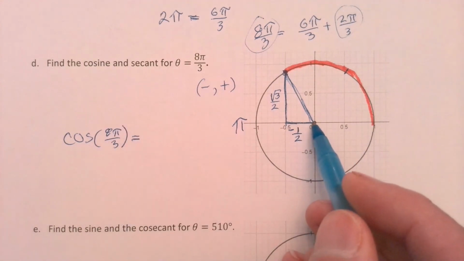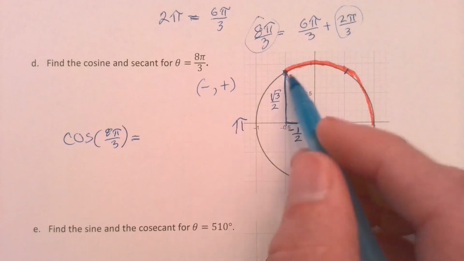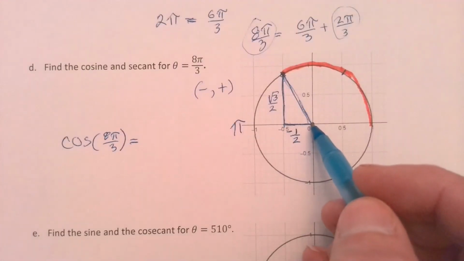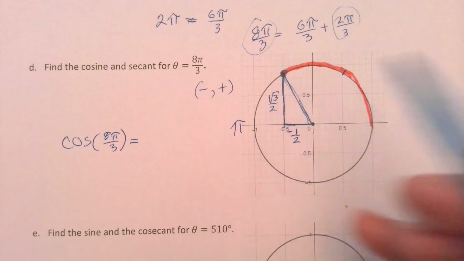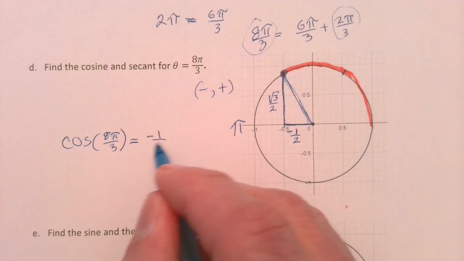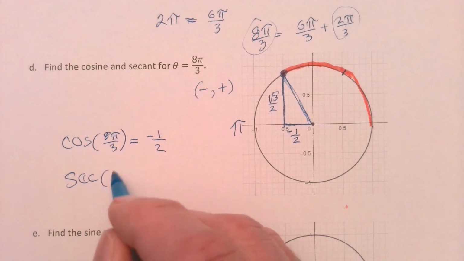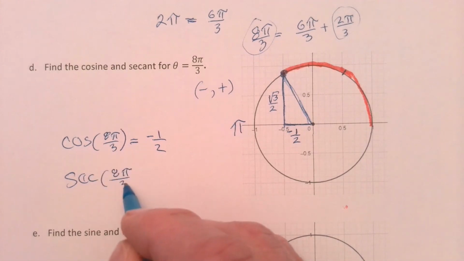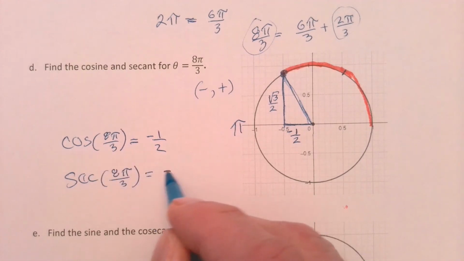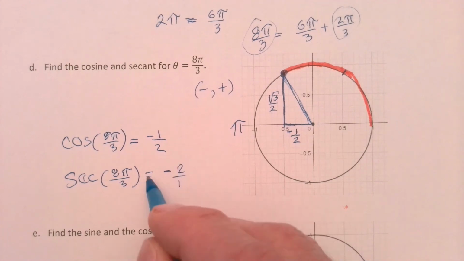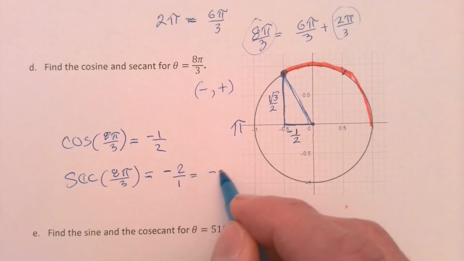is just that leg. You don't have to divide by the hypotenuse. You just take the x-coordinate of that point. Okay, and then the secant is the reciprocal of that. The reciprocal of negative 1/2 is negative 2 over 1. I think most people would just write negative 2.